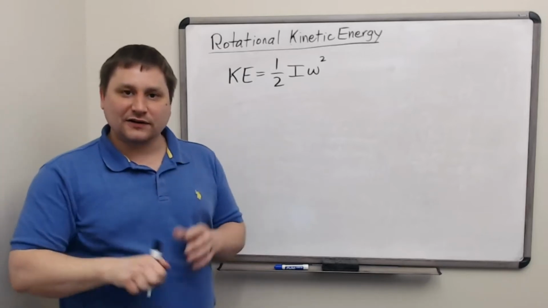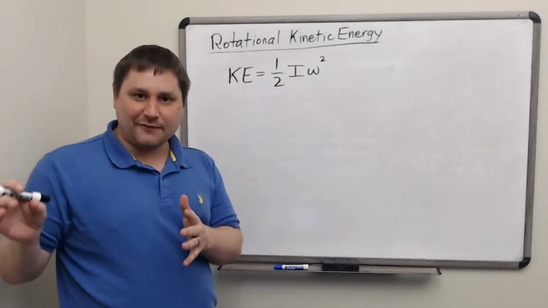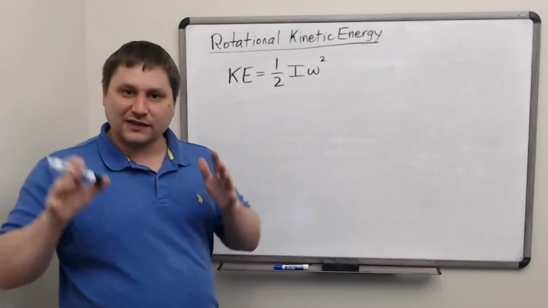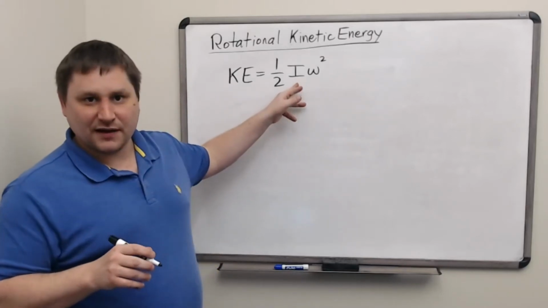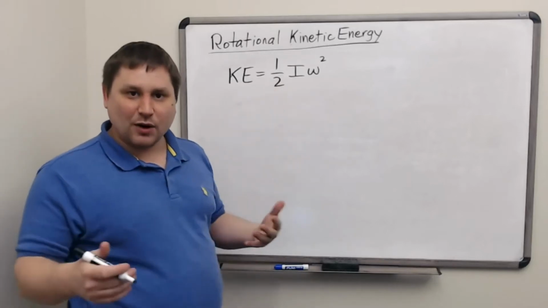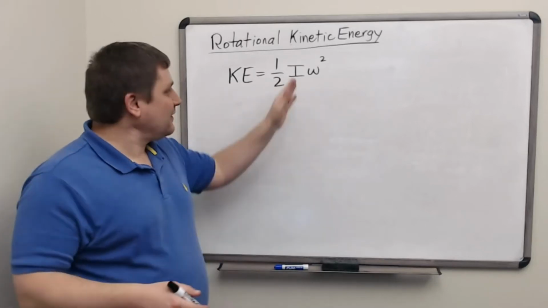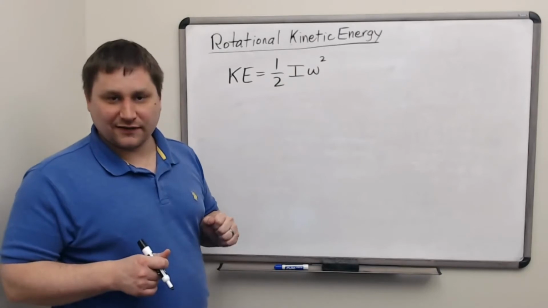All of the difficult aspects of different pieces of the object moving in different directions with different speeds are combined into the single factor for the moment of inertia. So if we know how to calculate the moment of inertia for that shape, we can just plug in that number to this slot.